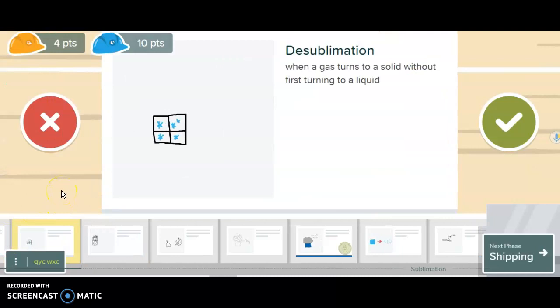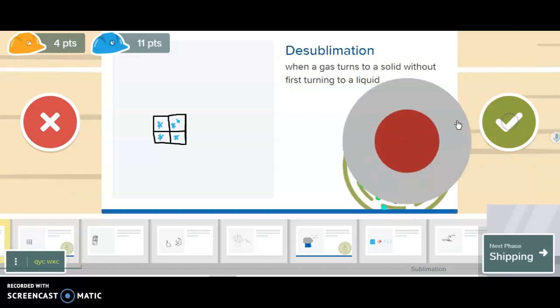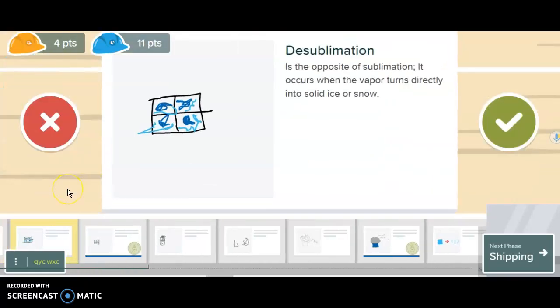When a gas turns into a solid without first turning into a liquid. True. Who did this one? Okay, and they have the frost on the window. I'm digging that. I hate y'all didn't label that. I'm going to keep that anyway because I know what that is. That's actually pretty good. The opposite of sublimation. It occurs when the vapor turns directly into a solid, ice or snow.